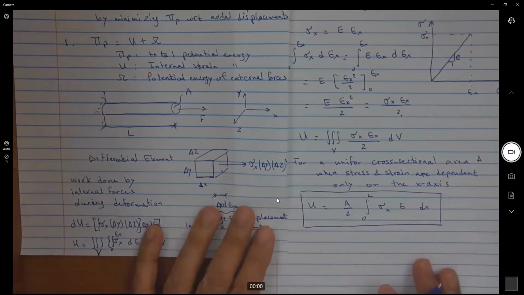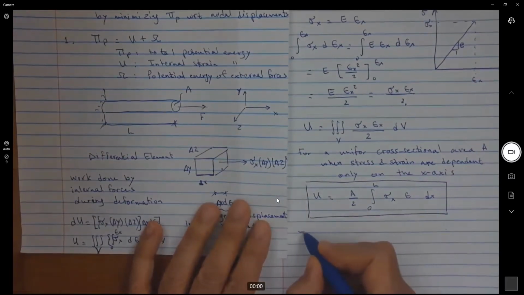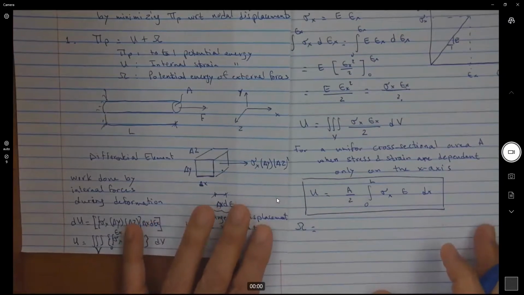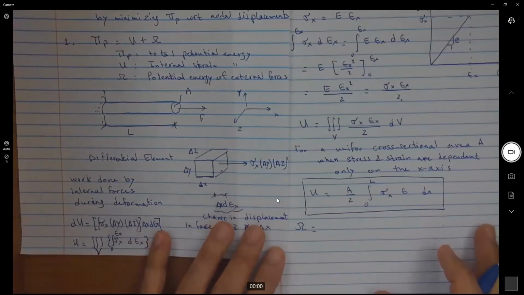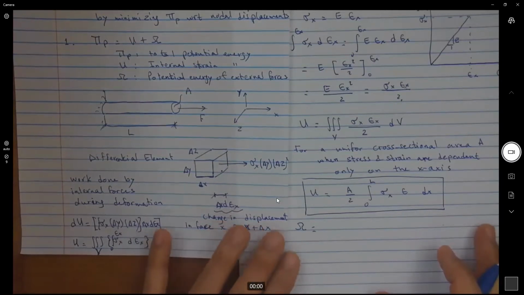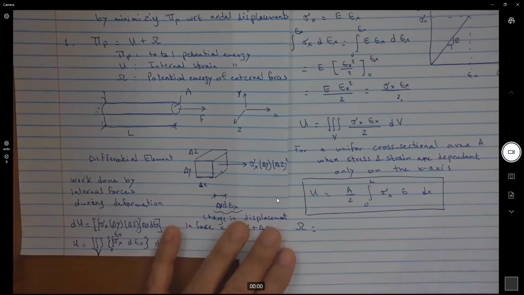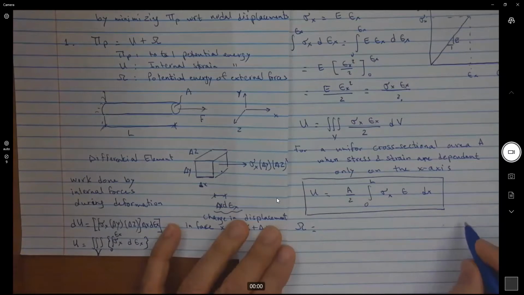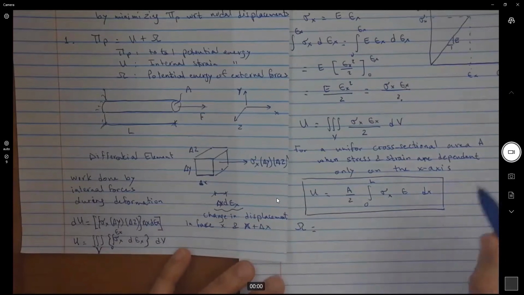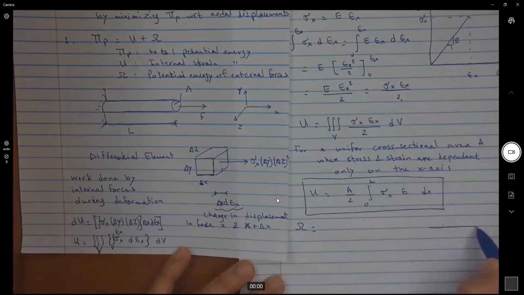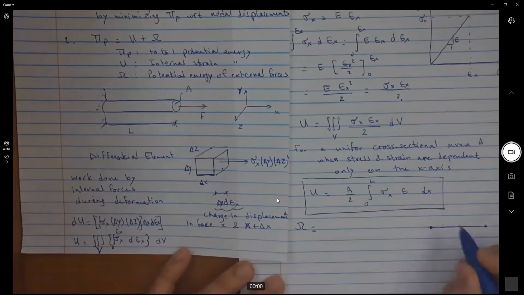As far as omega, the potential energy of the external forces. Now, when I look at a bar element, we could have, on a bar element, body forces, traction forces, and nodal forces. So let's say we have a bar element like this.